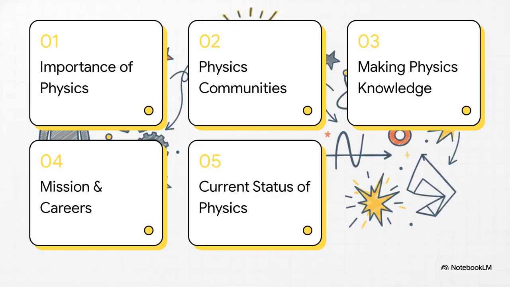Just to keep us completely on track, here are the 5 specific sections we're walking through today. Section 1 covers physics in our society. Section 2 looks at the physics community. Section 3 explores making physics knowledge. Section 4 bridges into missions and careers. And finally, Section 5 brings us to the current status of physics.